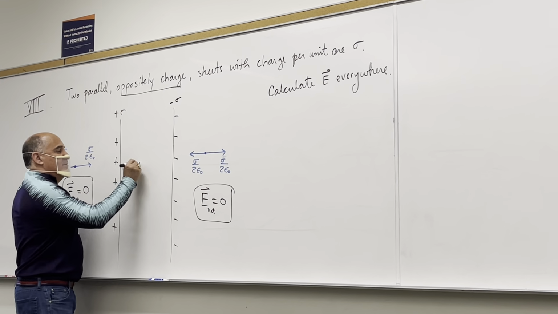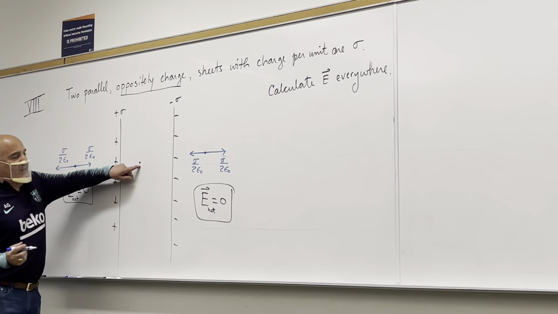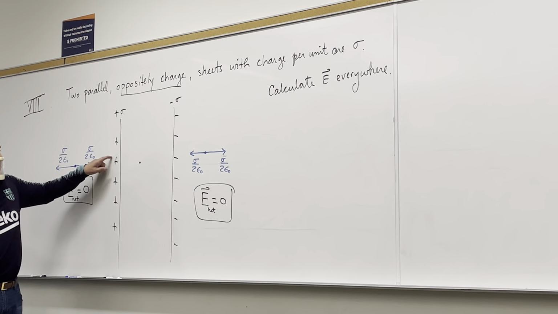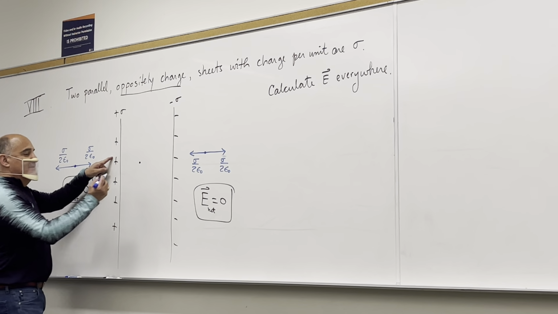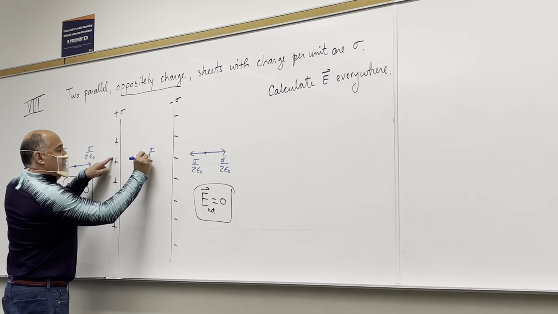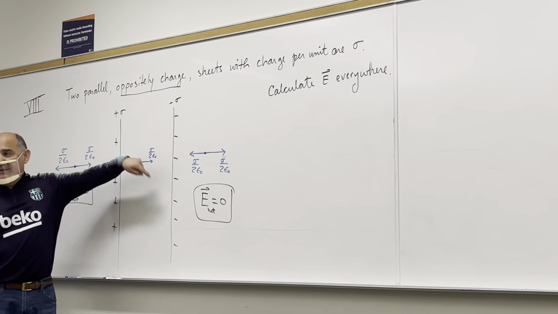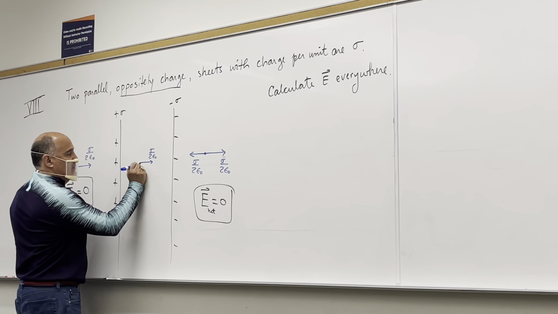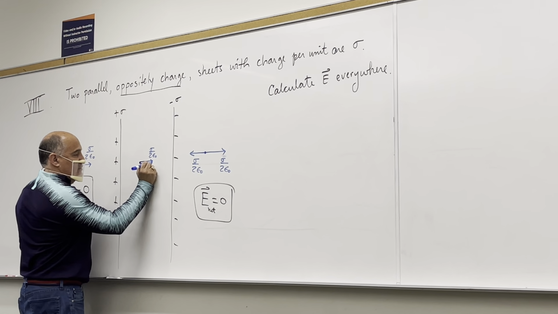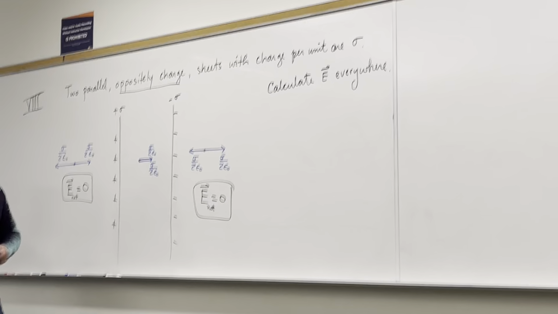And what about somewhere in between them? Somewhere, anywhere. What is the electric field there, magnitude and direction generated by the positively charged plate? To the right, and how big? Sigma over 2 epsilon naught. What about at the same point, generated by the negatively charged plate? To the right. Same magnitude. And what will be the sum of those 2 vectors?